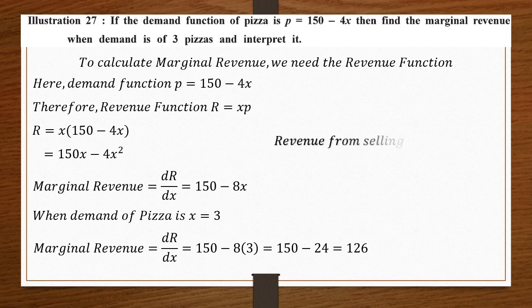That means the revenue from selling the 4th pizza, that is the next pizza, is approximately 126 rupees. So it is a method of estimating what will be the revenue from one additional unit sold. If I have sold 3 pizzas and I want to estimate whether it is profitable to sell one more, I can use this method to estimate my income, and based on that I can compare this is my cost, this is my revenue, whether I should be selling one more pizza or not.